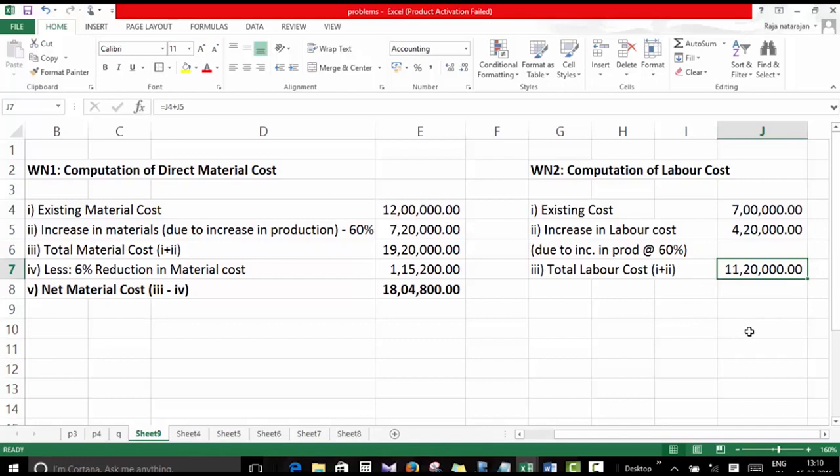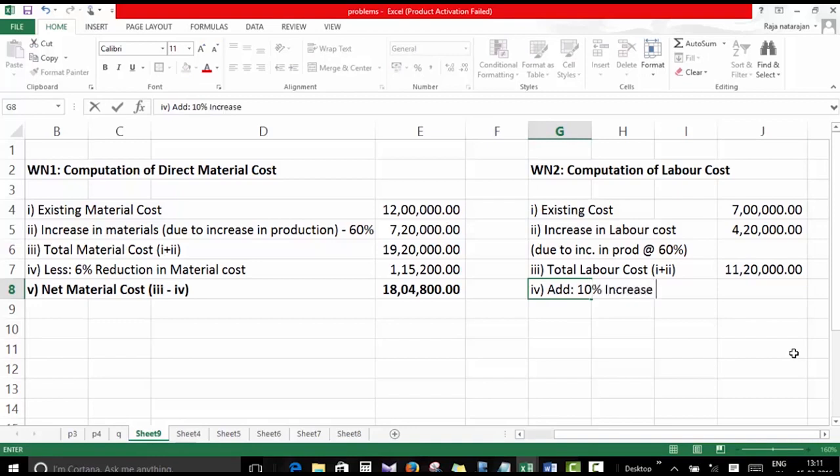paying this 11 lakh 20,000 because this is only for 90% of the output because the efficiency has come down by 10%. So you have to spend a further 10%, only then you will be able to achieve 100% efficiency, because this amount actually goes to 90% efficiency only because there is a drop in efficiency by 10%. So item number 4, we have to add 10% increase due to fall in efficiency. So 10% increase due to fall in efficiency. Okay. So how much?